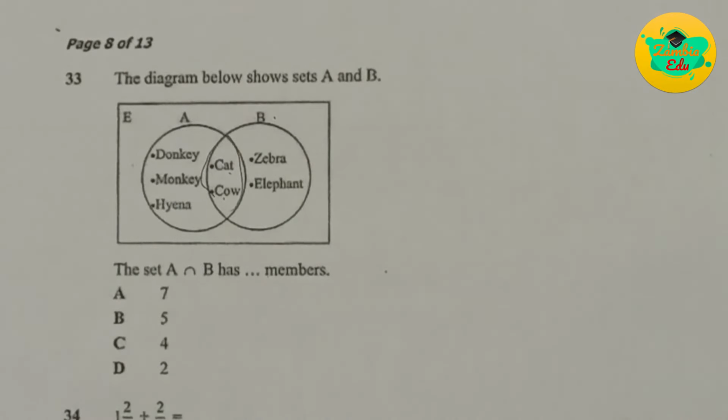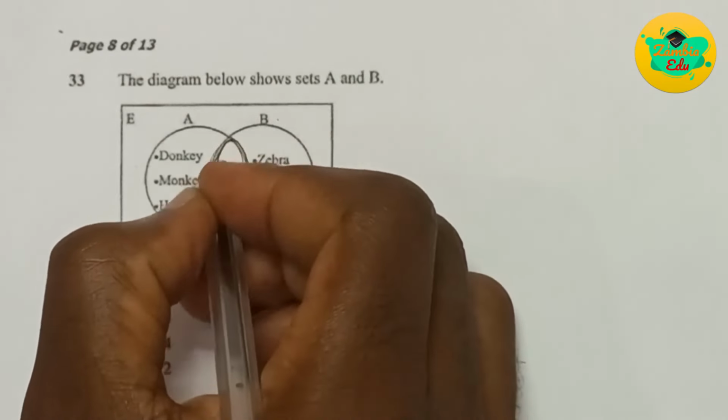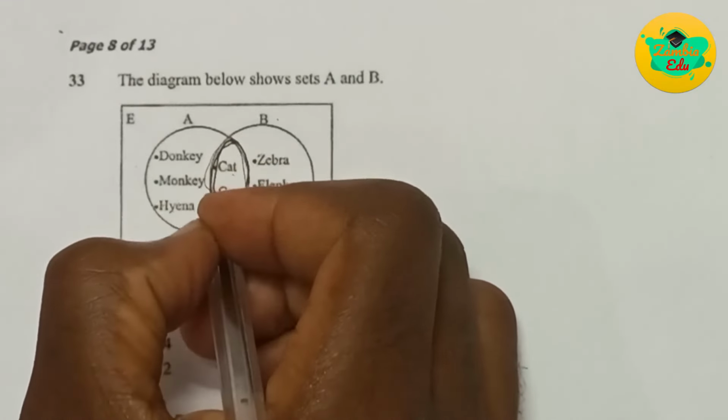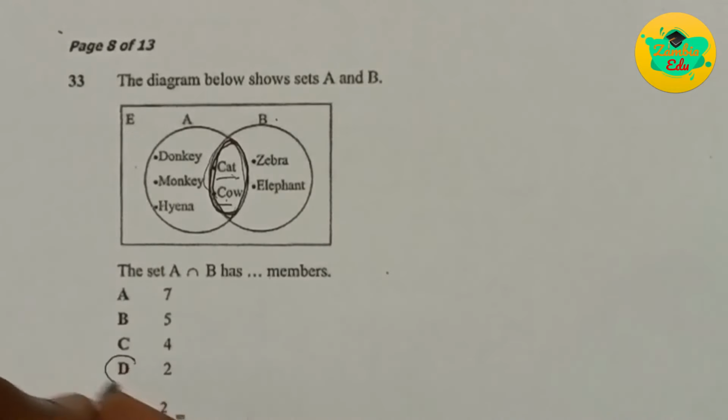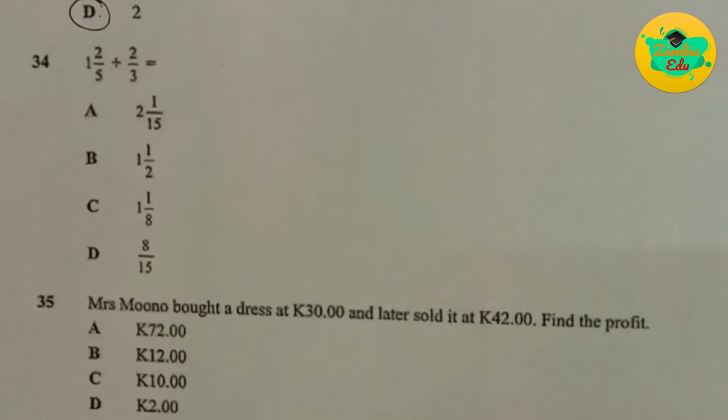So the intersection is the middle part which contains the elements which are found in set B and also in set A. The intersection is represented by that area there. This intersection only has two members, which are cat and cow. So our answer there is 2. How many members does it have? It only has 2 members. We go to question 34.